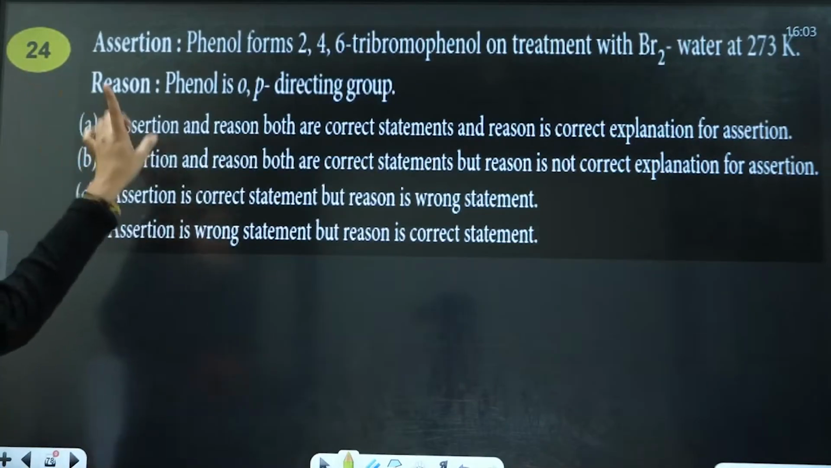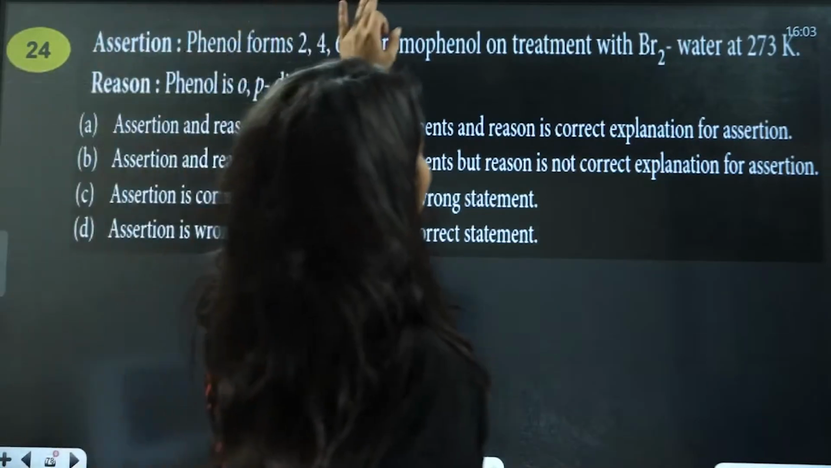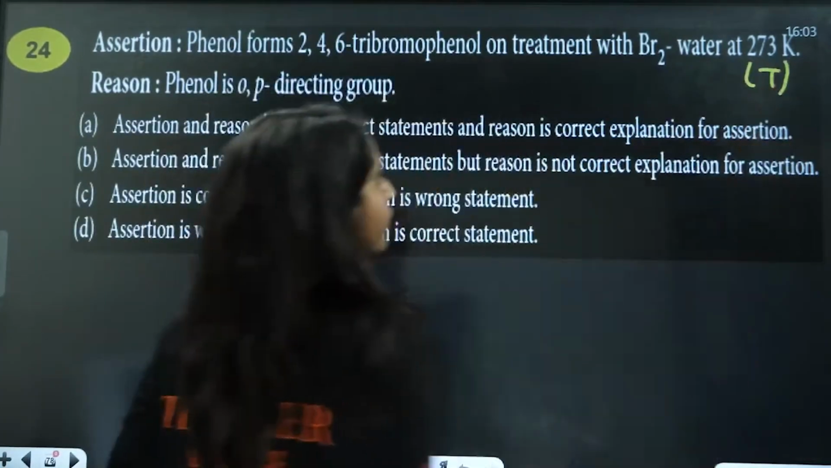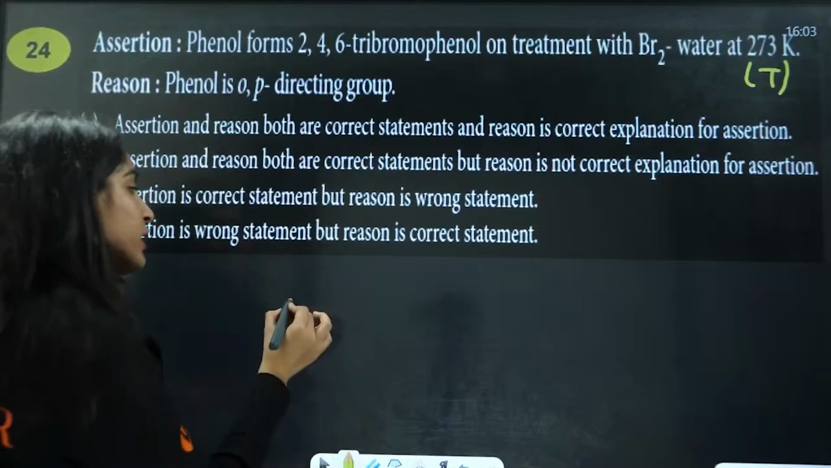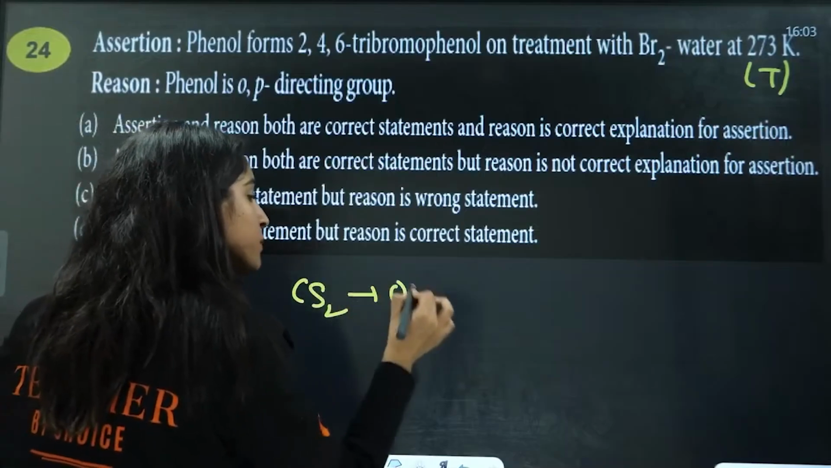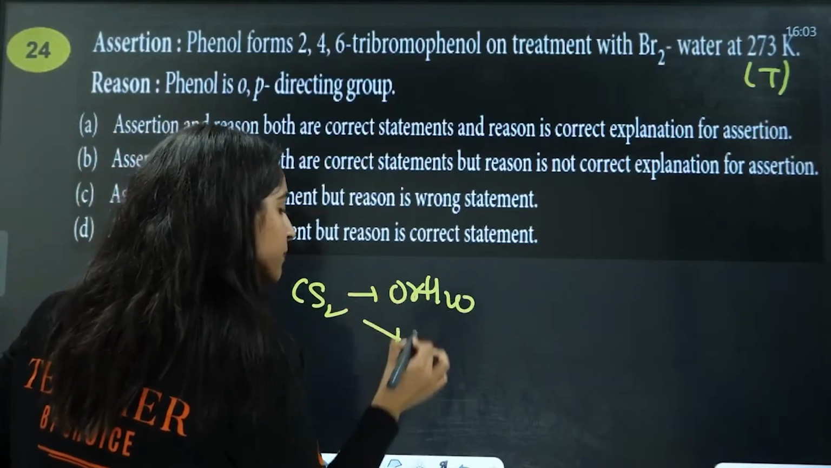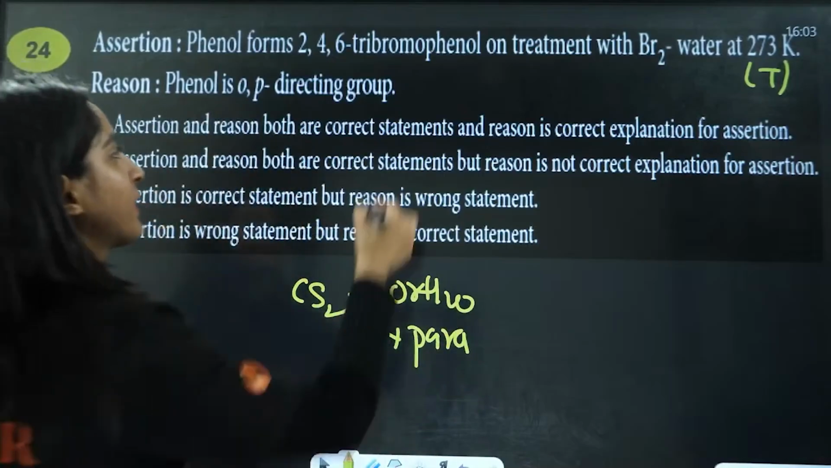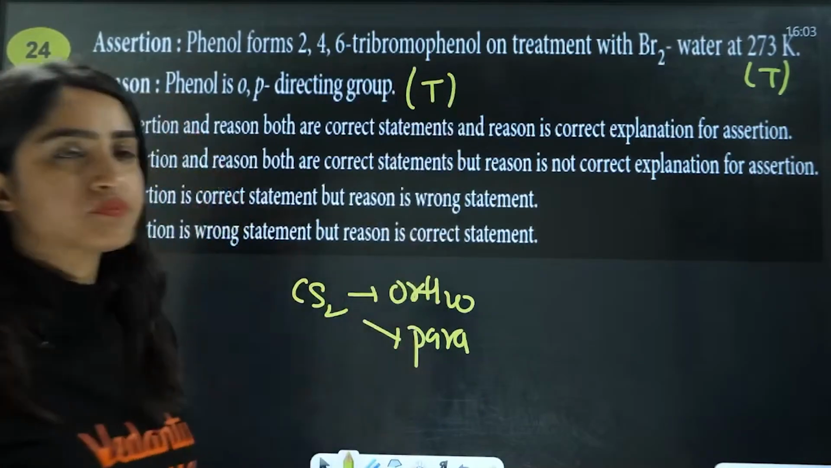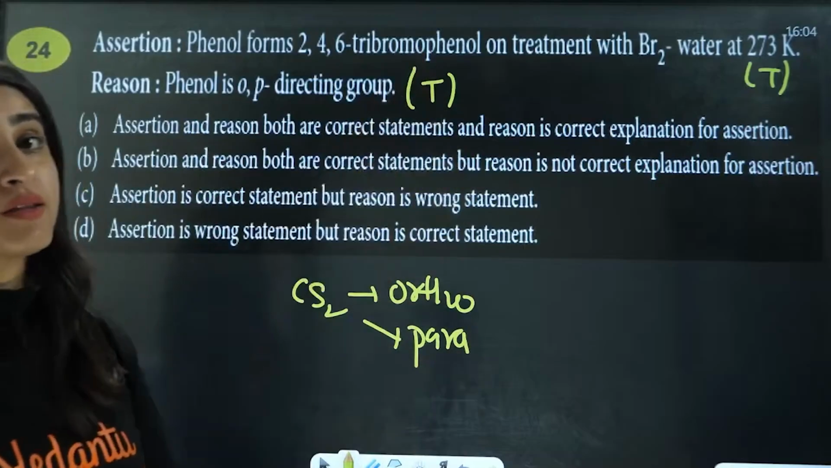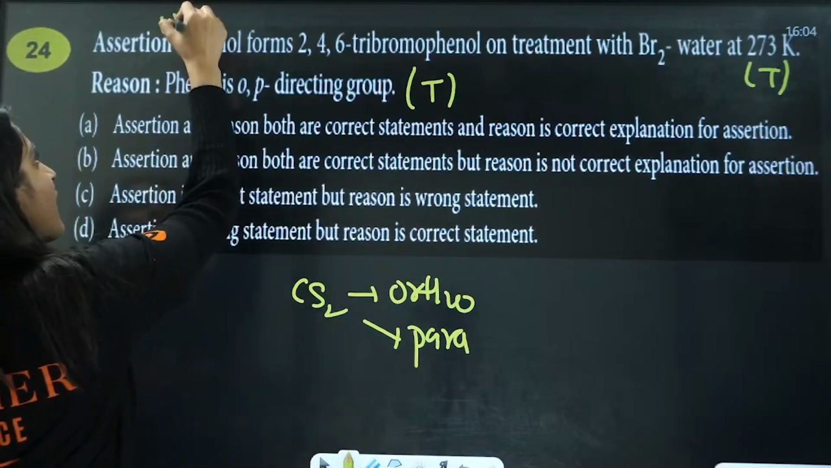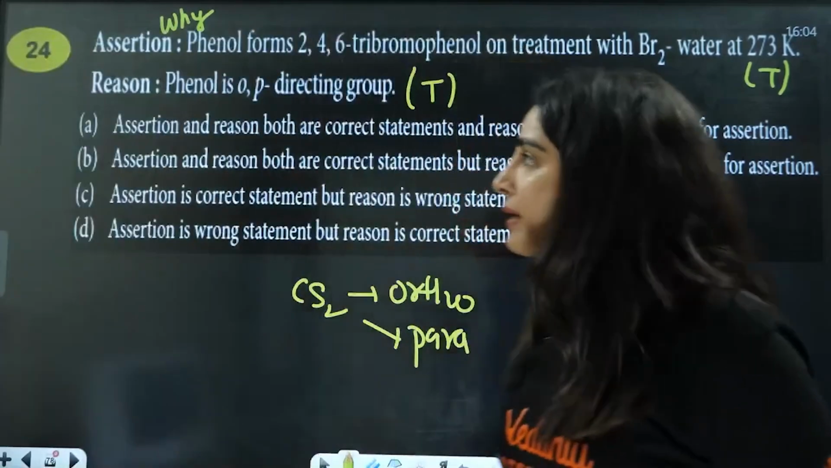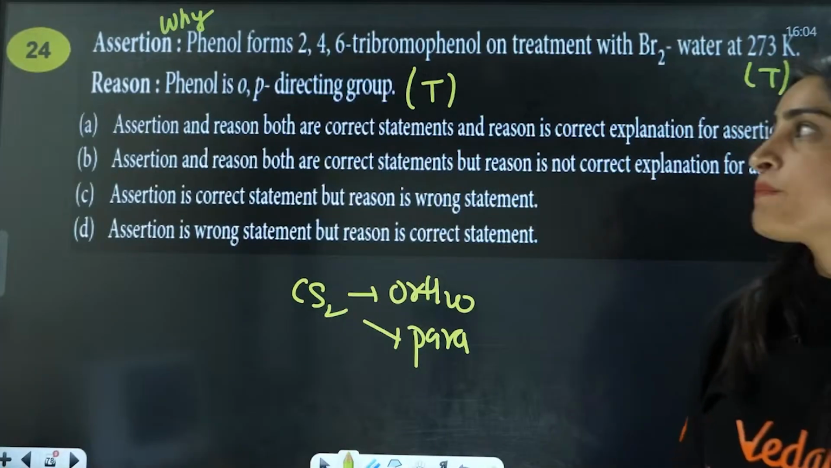Next we have, phenol forms 2,4,6 tribromophenol on treatment with Br2. That is true. Okay. And with CS2, it forms one ortho product and one para product. Right. Next is, phenol is ortho-para directing. This is also true. There will be confusion in this one. Now ask why. Most of the students will say A is the correct answer. But here B is the correct answer.